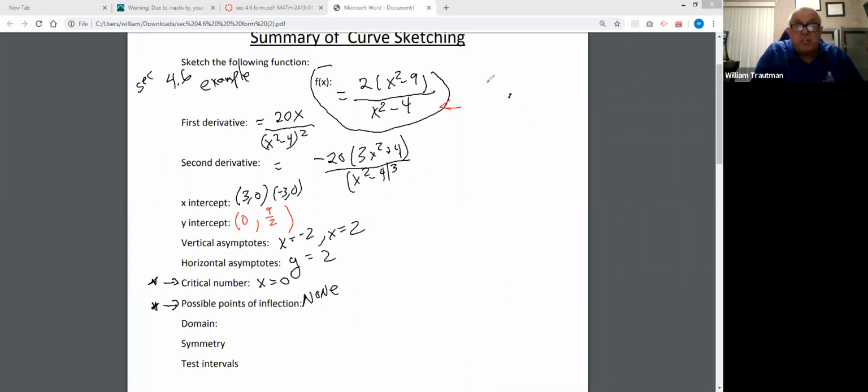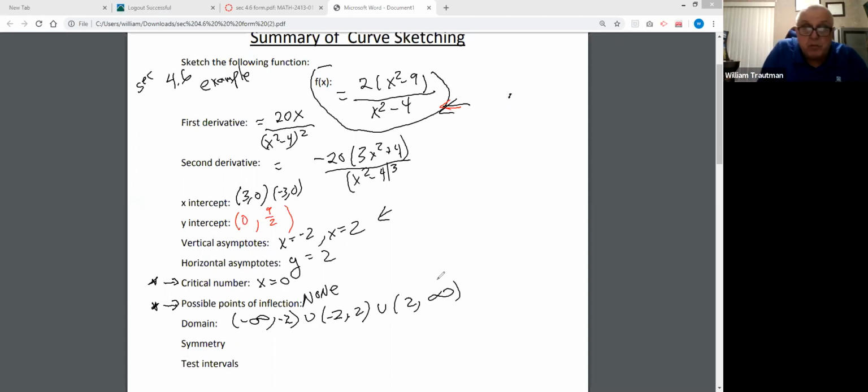The domain for this function, by the way, remember, look at the bottom here. You can look at the asymptotes. X cannot equal 2 or -2. Those are those vertical asymptotes, right? So the domain is -infinity to -2, and then from -2 to 2, and then from 2 to infinity. In other words, x cannot equal -2 or 2.